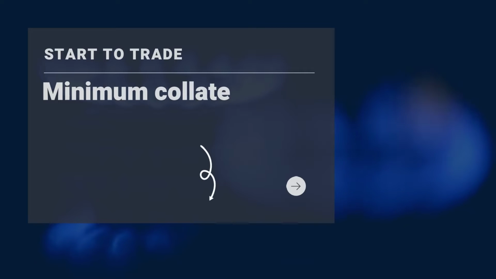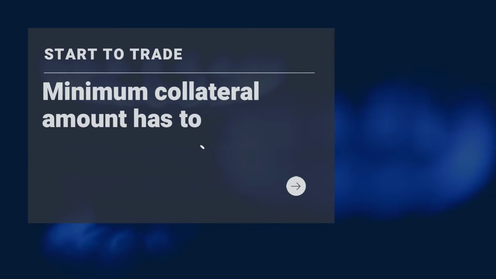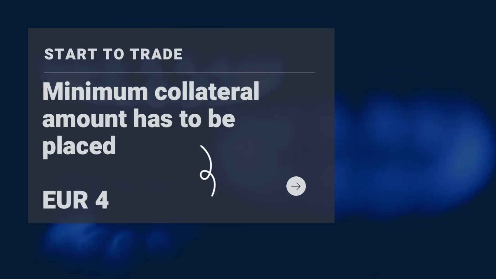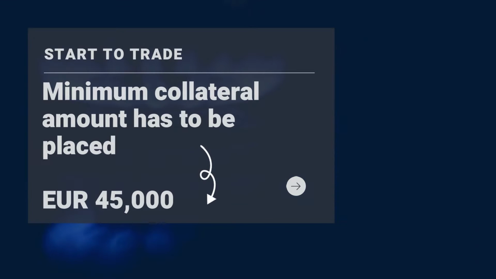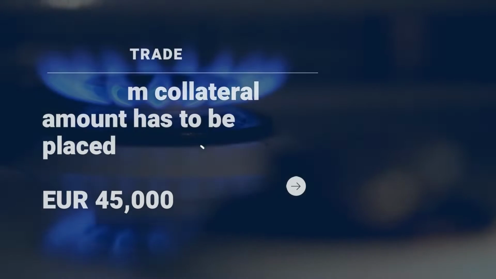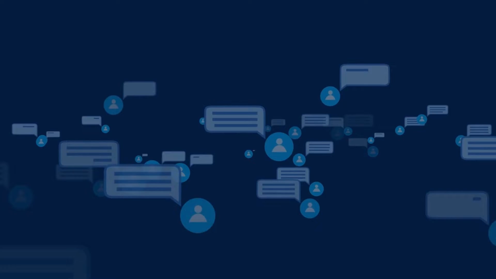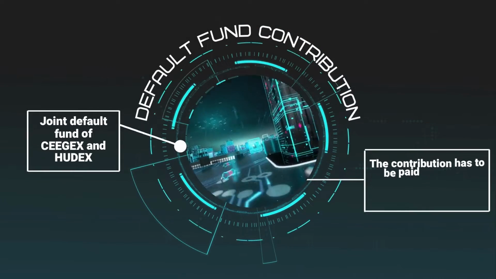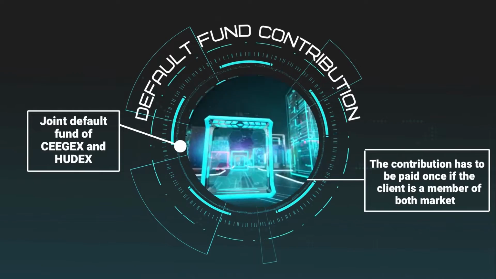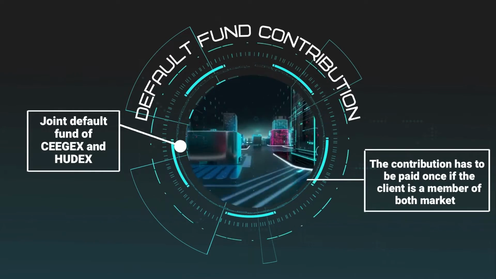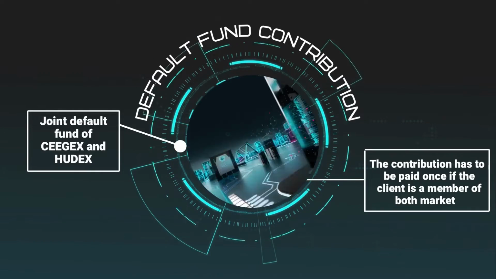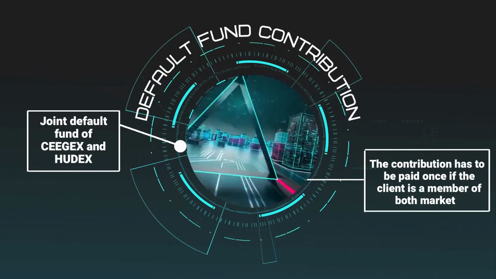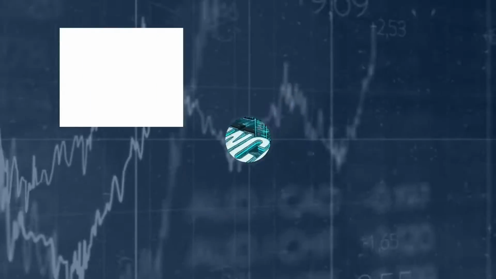In order to start trading, a minimum collateral amount has to be placed by the member, which is €45,000 on CEEGEX, €30,000 as basic financial collateral, and €15,000 as the minimum guarantee fund contribution. I stop here for a second, adding two things. Since CEEGEX spot and HUDEX futures market have a joint guarantee fund, in case a client is a member on both markets, the guarantee fund contribution has to be paid only once.